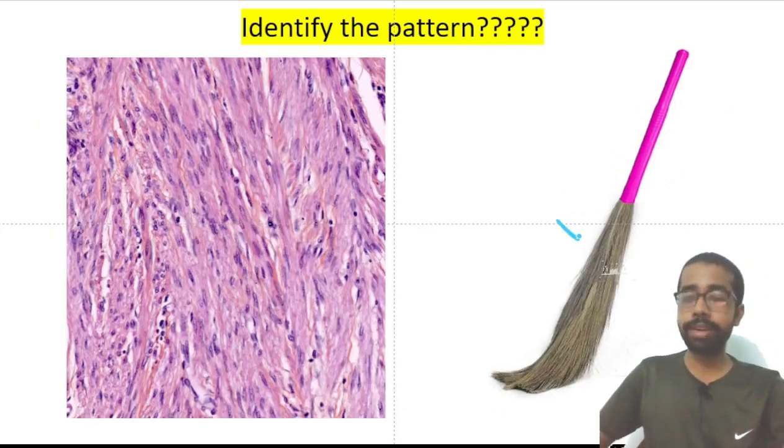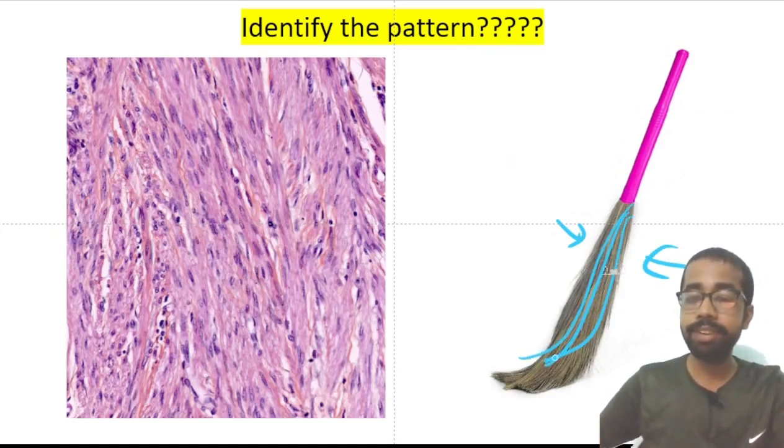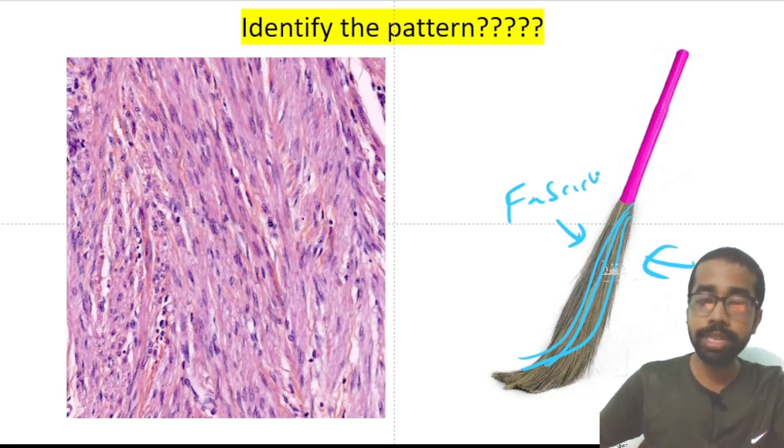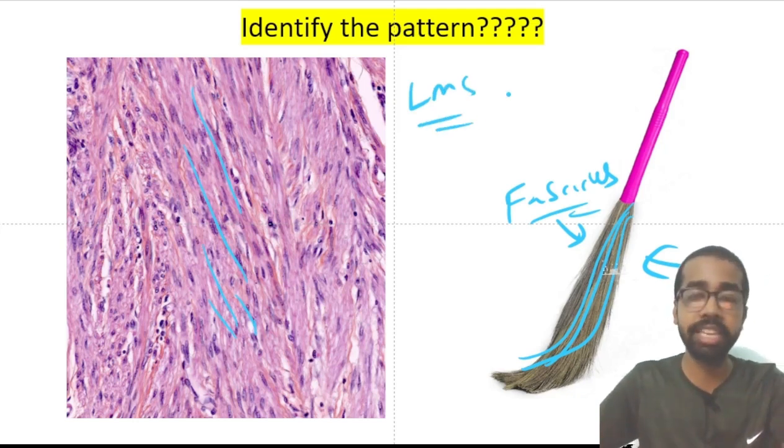Okay, what about this pattern? Just a broom, right? Long broom I have shown. Can you see this? Yes, fascicles, right? Where will you get these fascicles? Yes, in case of leiomyosarcoma, you can get this fascicular pattern.